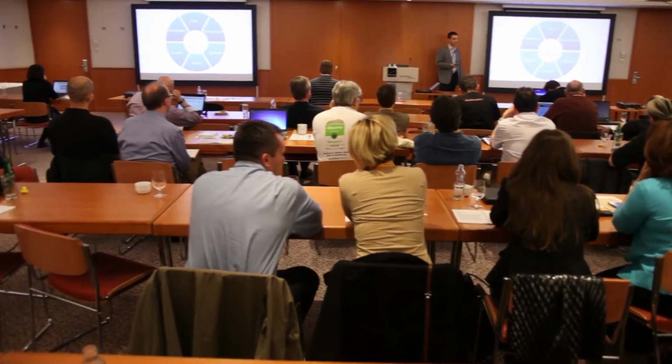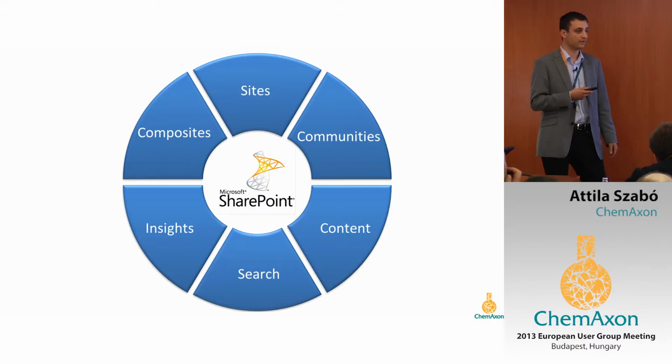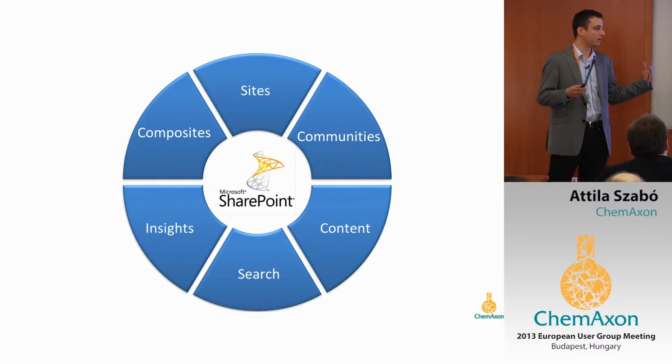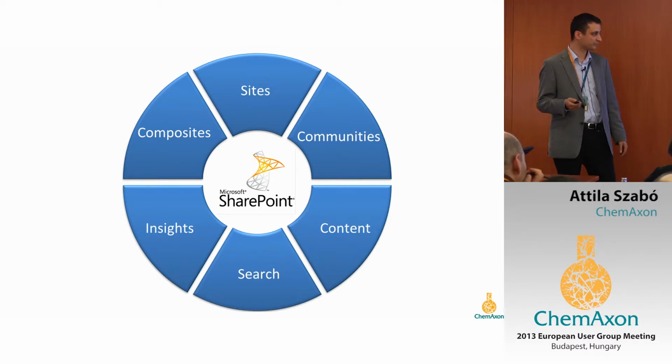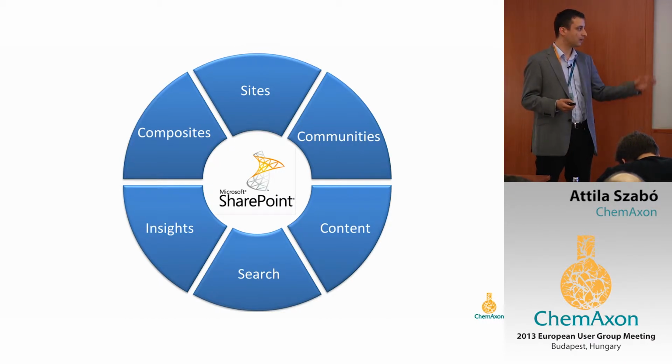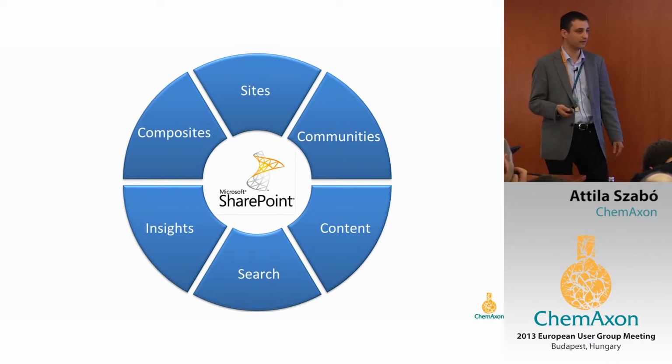To give a more precise answer, what is SharePoint? Microsoft typically uses a so-called feature circle that identifies 6 main areas of SharePoint's feature set. I will go through all of these 6 areas now and add to each one how ChemAxon can extend these areas.